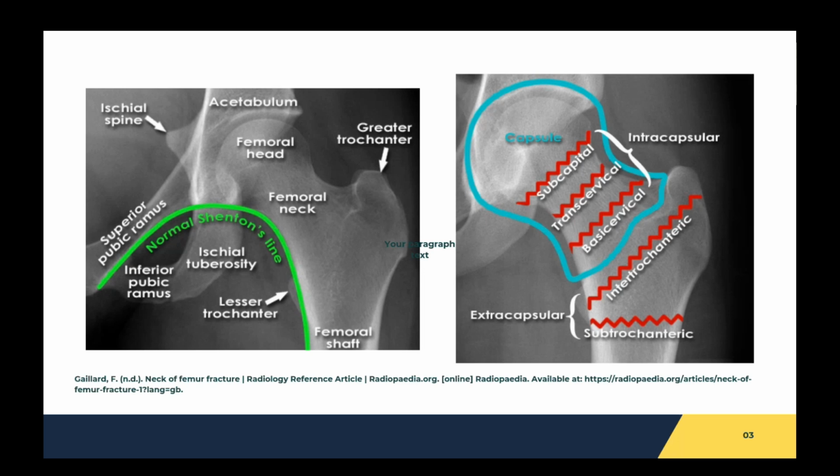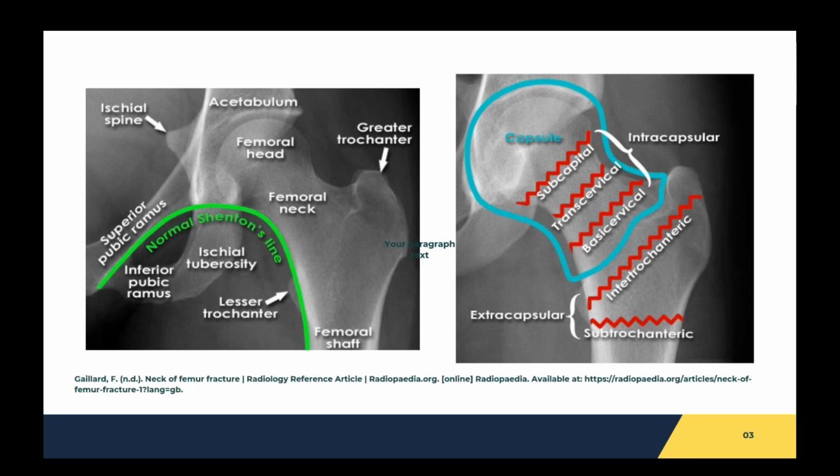Yeah, so you can see the green line, so that's the normal Shenton line. That's the line that can show disruption when we have a neck of femur fracture with dislocation. And what that means is that when we have a neck of femur fracture, that can prompt different orthopedic management. And on the left, you can see the different lines showing the different types of fractures that can occur and the names for each of those fractures.